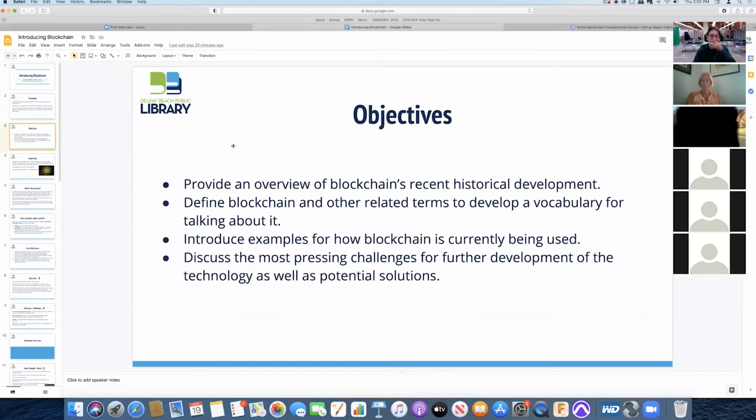Objectives for today: I want to provide an overview of blockchain's recent historical development, define what it is, as well as other related terms to develop a vocabulary for talking about it. I'll introduce examples for how blockchain is currently being used, and we'll also discuss the most pressing challenges for further development of the technology, as well as some potential solutions.